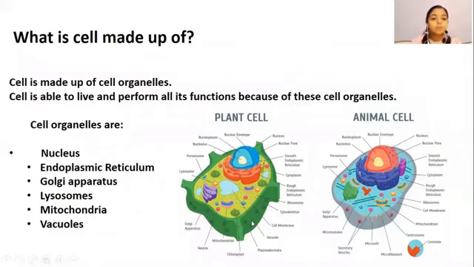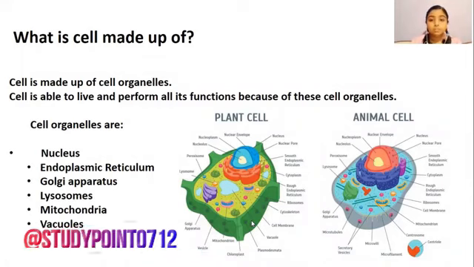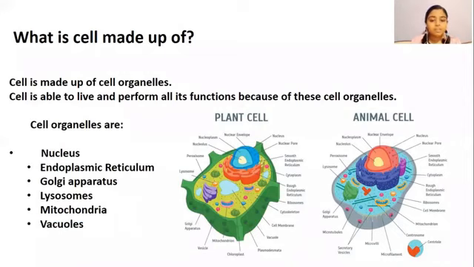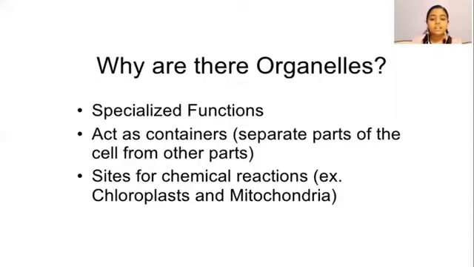So cells are made up of cell organelles. Cell is able to live and perform all its functions because of these cell organelles. They are nucleus, endoplasmic reticulum, Golgi apparatus, lysosomes, mitochondria, and vacuoles. All cell organelles have different duties. I mean to say, they have different functions. Some of them act like containers, or some perform chemical reactions. Let's see about them in detail.